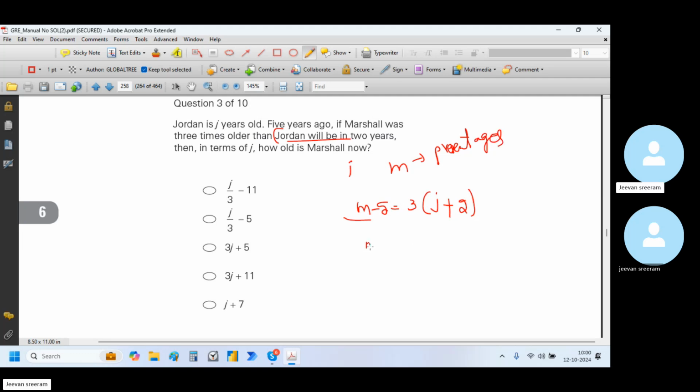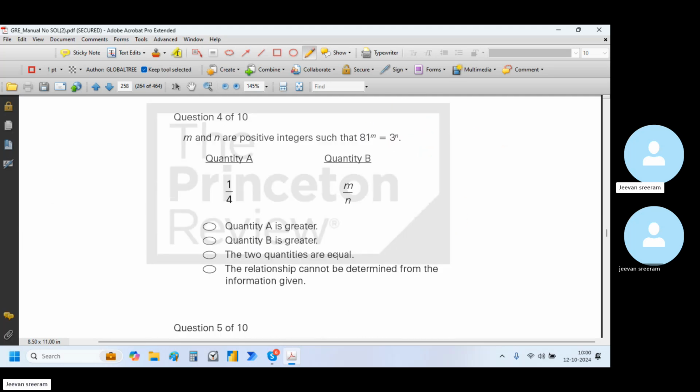Right? So M is equal to 3J plus 3 2s are 6, 6 plus 5 this side. So 11. 3J plus 11. Present age is 3J plus 11. So easy.